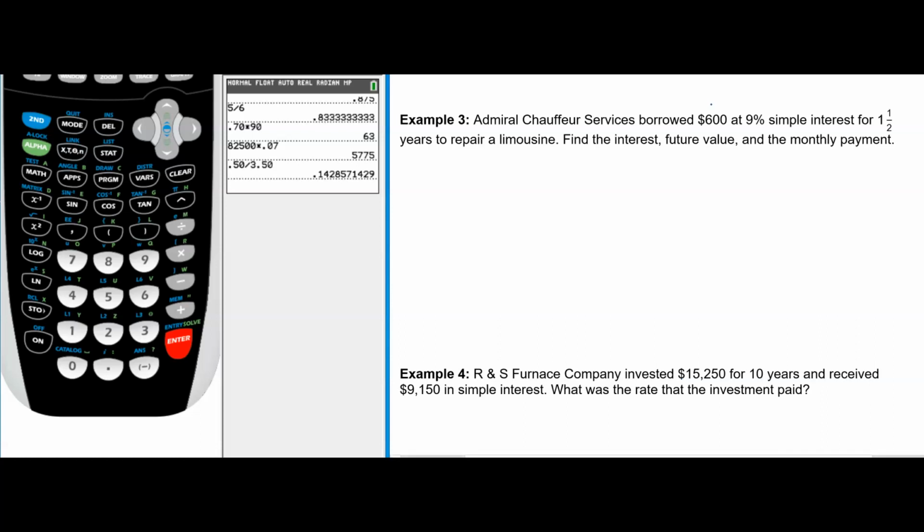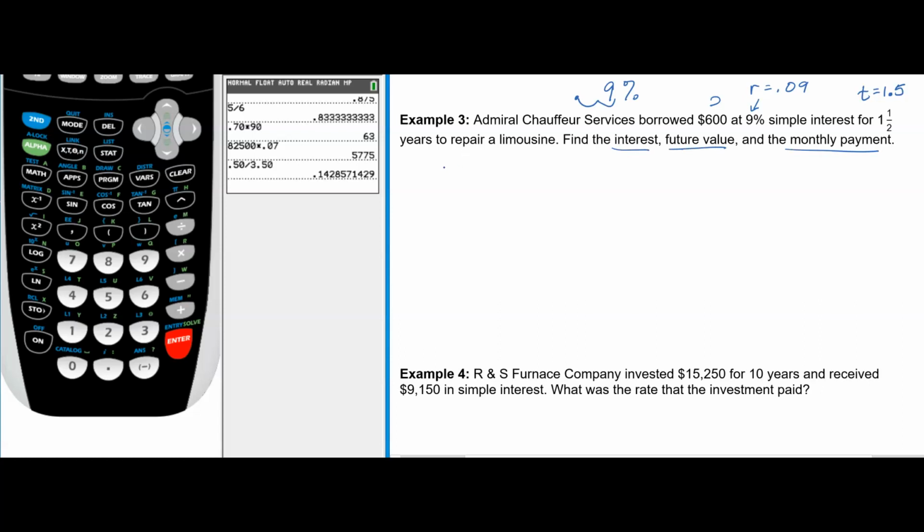They borrowed $600, so that's P, at 9% simple interest. So rate equals 0.09, because I'm going to take 9% and move the decimal 2 spots to the left, okay? For 1.5 years. So I'm going to write that as a decimal. So instead of 1 and a half, I'm going to write 1.5. Find the interest, future value, and the monthly payment. So we've got something else here, monthly payment, that's new.